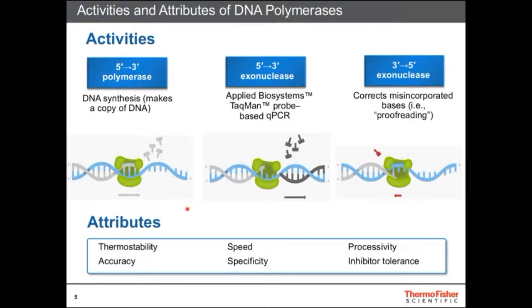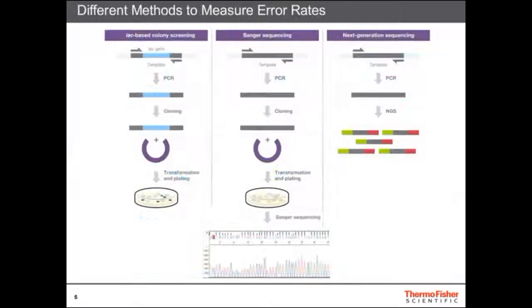Other attributes that are obviously important in PCR are the thermostability of the polymerase, the accuracy, speed of the enzyme, especially when you're creating longer DNA templates, specificity, processivity, and inhibitor tolerance. And we'll talk a little bit more about these in the next slides.